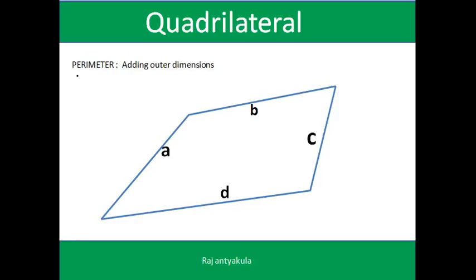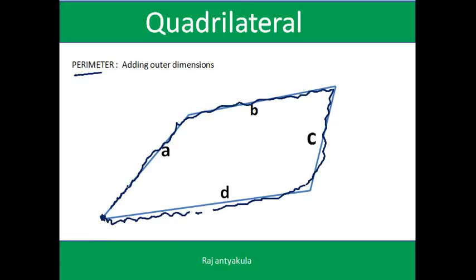Generally they ask us to find the perimeter. What is meant by perimeter? Perimeter is nothing but adding outer dimensions. Suppose you start from this point, travel along this line, and travel till the point where you started. So this is nothing but perimeter. So perimeter is nothing but adding outer dimensions. So here the perimeter is A plus B plus C plus D.